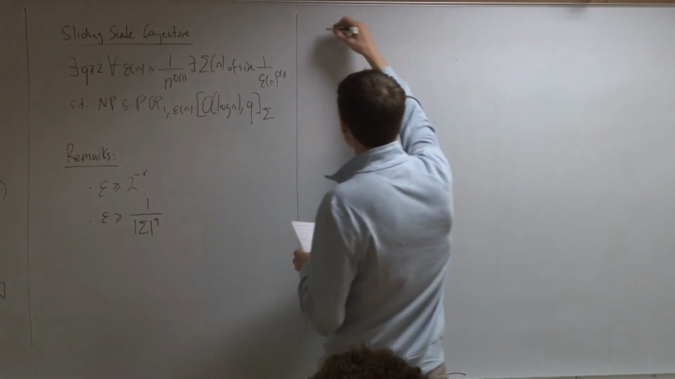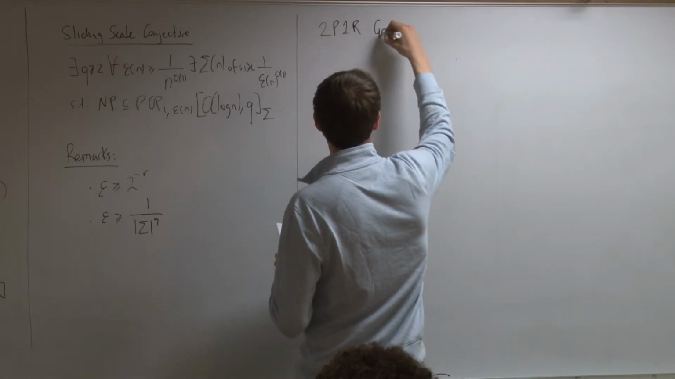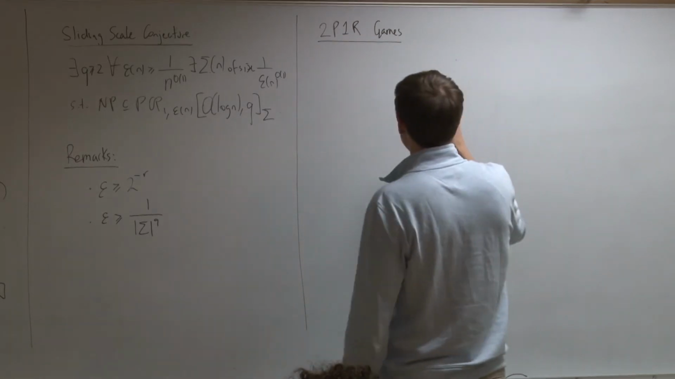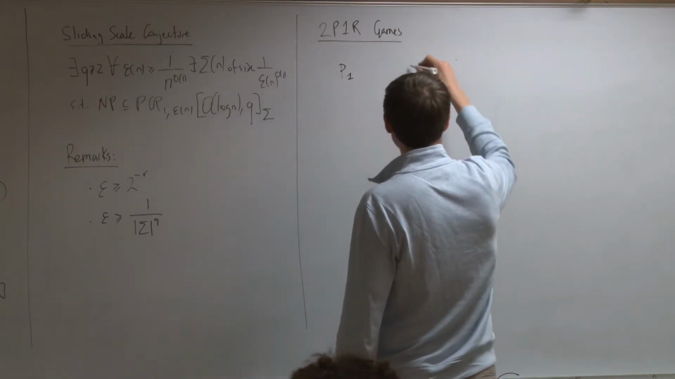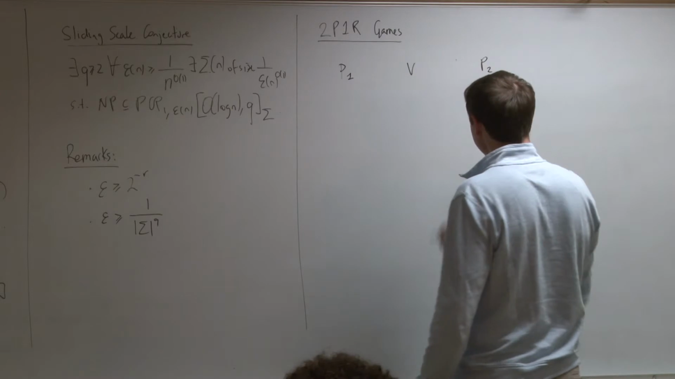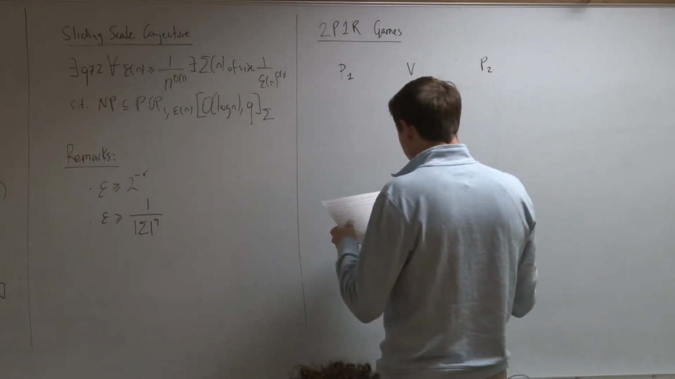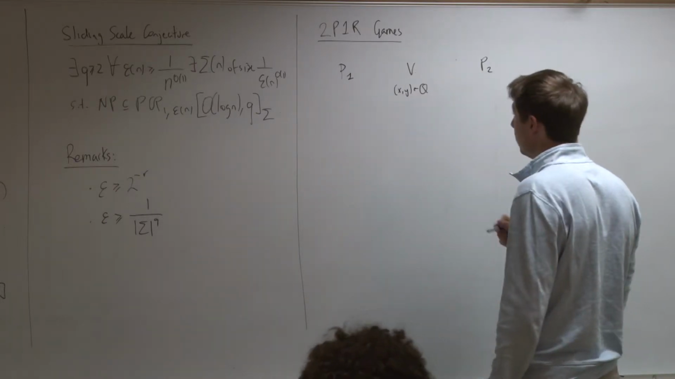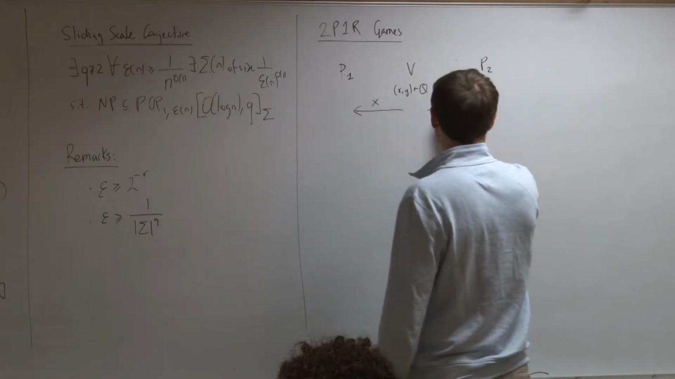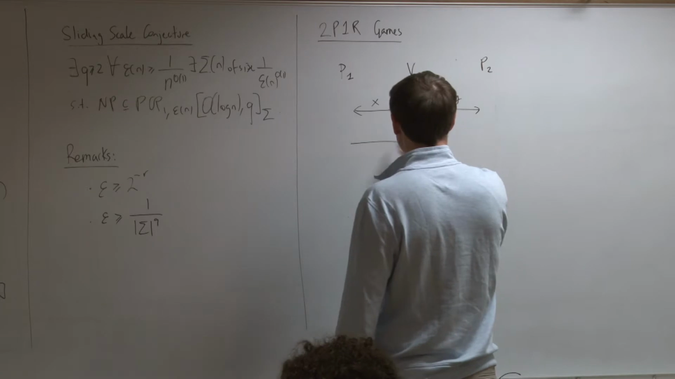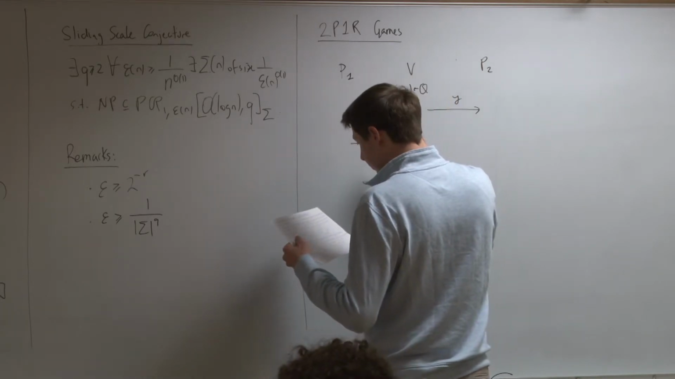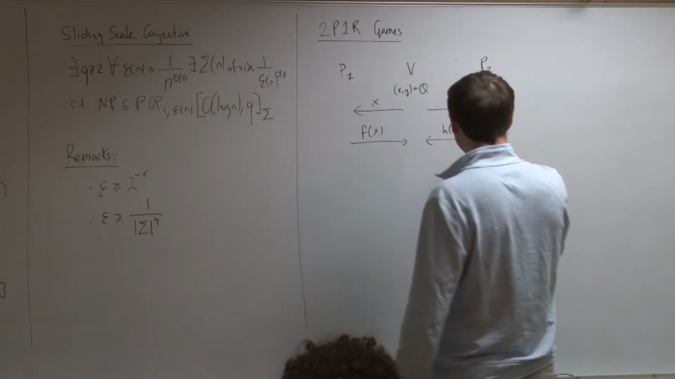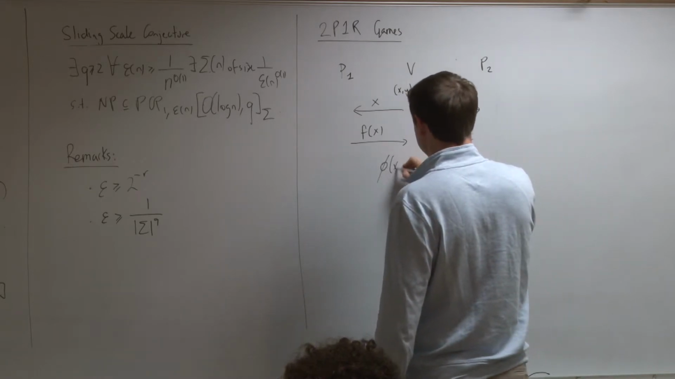Okay, so we have to introduce this notion of two-prover, one-round games, which is what it describes. You have a prover P1, a referee or verifier, and a prover P2. The verifier samples a message from some distribution Q. It sends X to P1 and Y to P2, and you get back answers, according to some function f and some function h, and the verifier will decide according to some predicate.